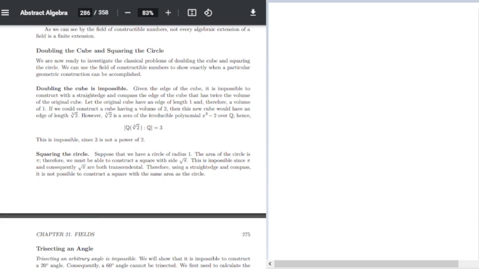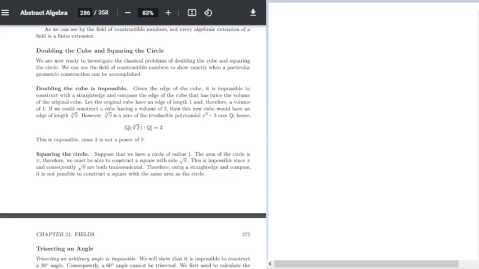We are now ready to investigate the classical problems of doubling the cube and squaring the circle. We can use the field of constructible numbers to show exactly when a particular geometric construction can be accomplished. First, doubling the cube is impossible. Given the edge of a cube, it is impossible to construct with a straightedge and compass the edge of a cube that has twice the volume of the original cube.